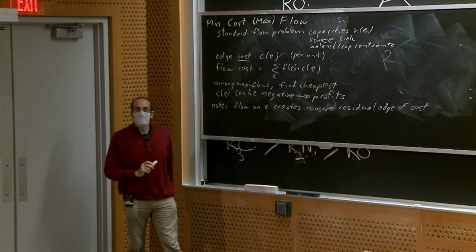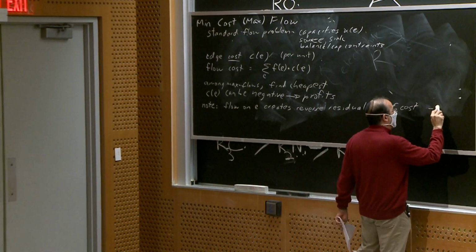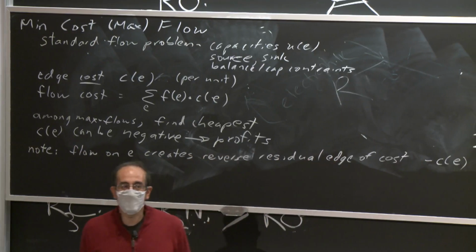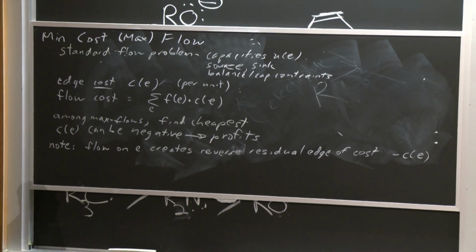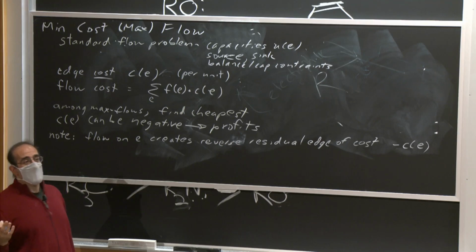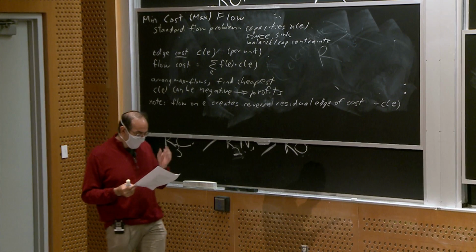Yes? Exactly. If the reverse residual edge represents removing flow from the forward edge, then the cost of that removal is what you get back by taking that flow away. So it's just the negation of the other cost.